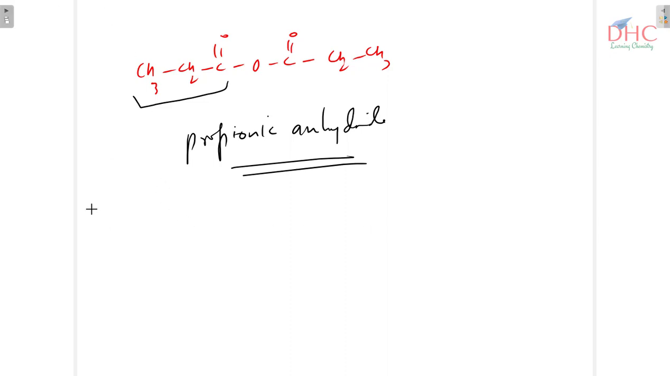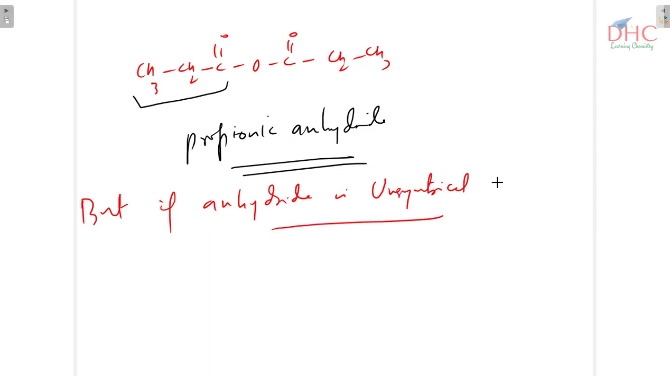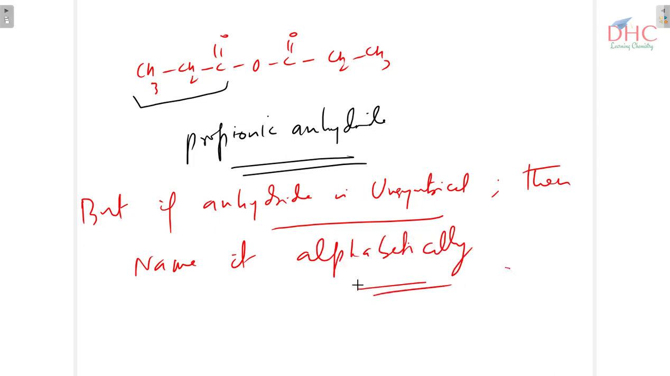But if the anhydride is unsymmetrical, then name it alphabetically. You have to name it alphabetically if it is unsymmetrical. This is important. If it is symmetrical, then directly you have to count the carbons on one side and name it accordingly. Ic anhydride is the suffix for the anhydride group. But if your anhydride is unsymmetrical, then you have to name it alphabetically.